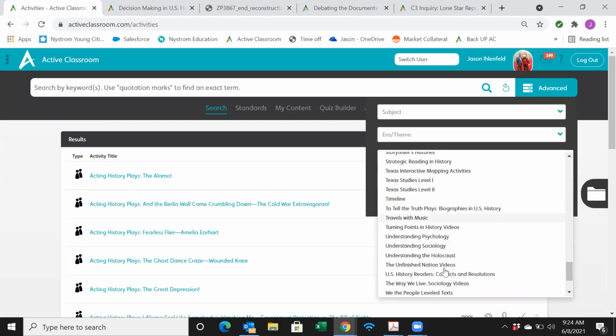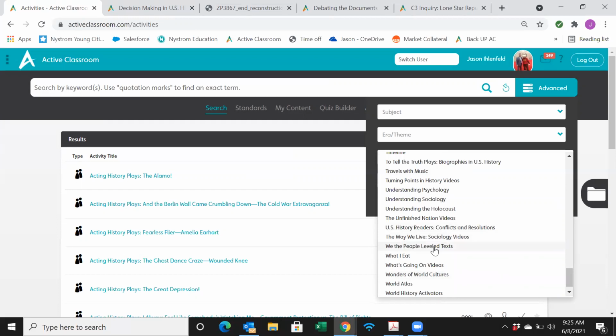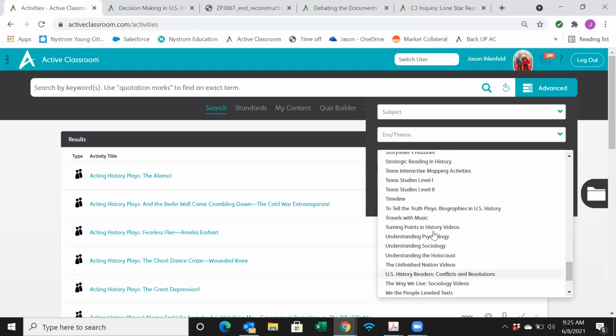And of course, there's some videos in here. We the People level text, whenever you guys talk about the Constitution, that has 4 different reading levels. So if you're looking for information on US government, that is a great resource. There's some really good readings in there and some activities to go along with it. But that one is more textbook centered, but it does have some really good ones in there. And the US History Readers is another super solid one for US history. So you might want to check those out.